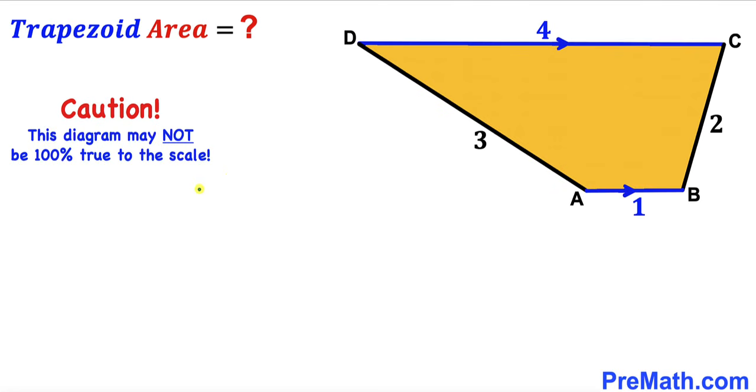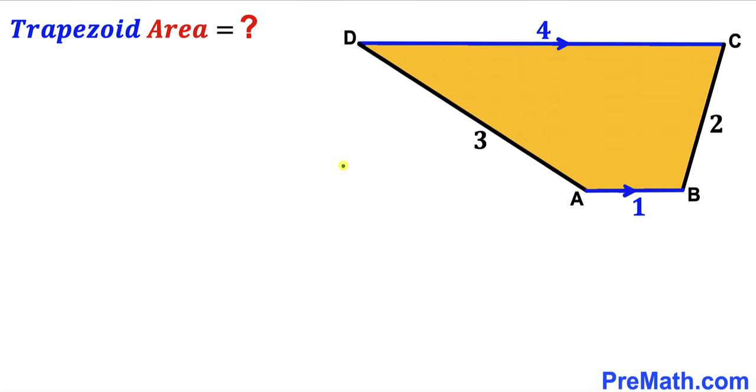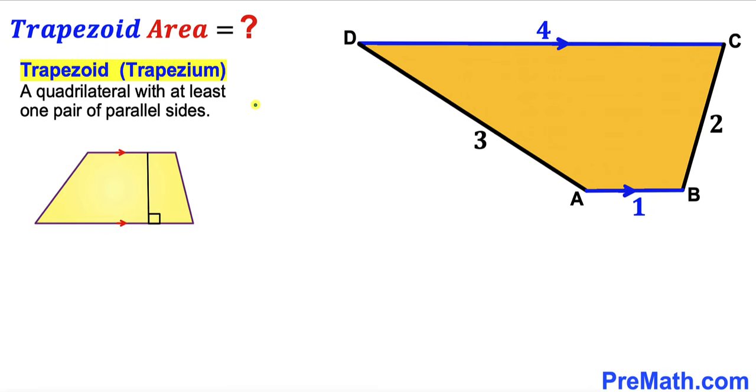Please keep in mind that this figure may not be 100% true to scale. Let's go ahead and get started. Here's our very first step. Let's recall the definition of a trapezoid, sometimes called a trapezium: a quadrilateral with at least one pair of parallel sides. As you can see in the given diagram, this is our trapezoid, since these two sides are parallel to each other.